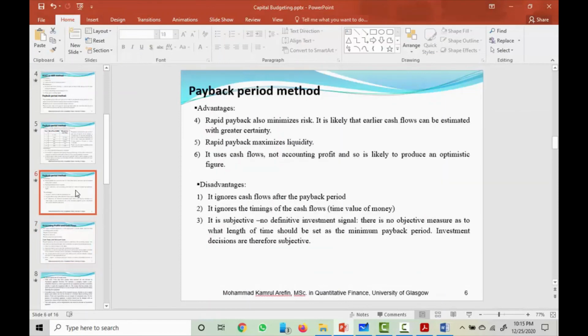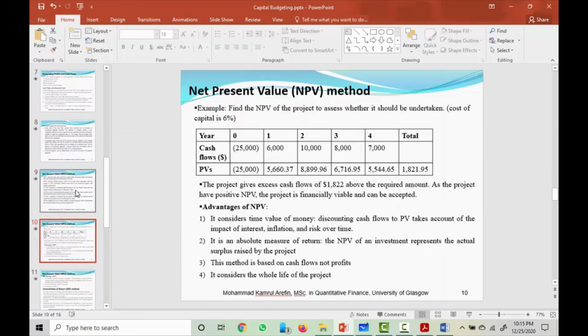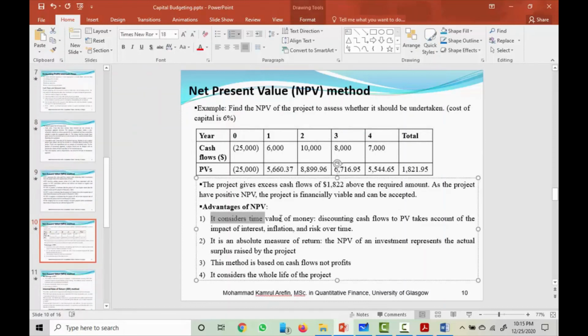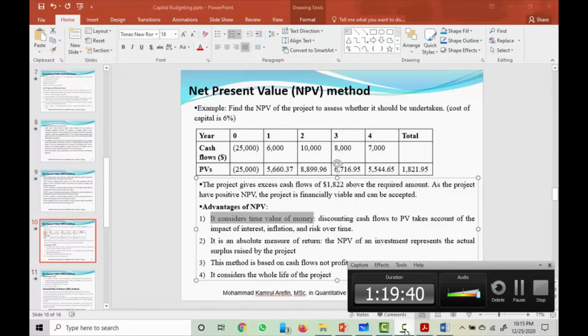Now let us study the advantages and disadvantages of NPV. First, the advantage of NPV: it considers time value of money. That means you can easily find out whether the project is fulfilling your required return, or whether the project is giving you any surplus amount or not. Here you are considering time value of money.